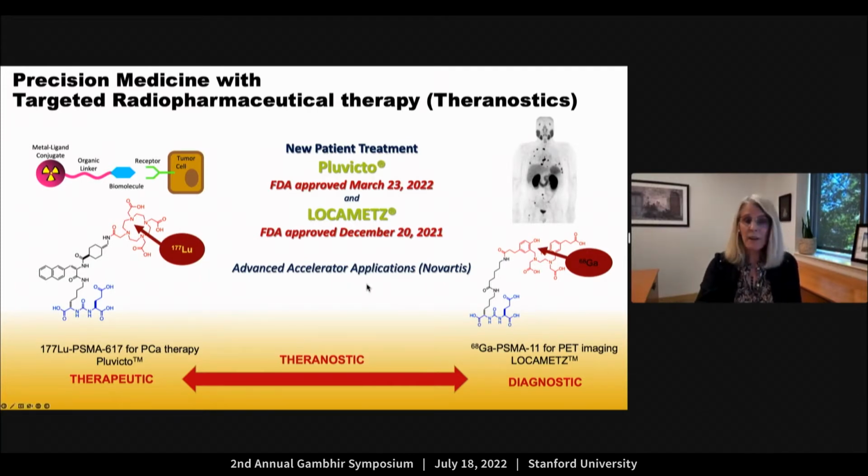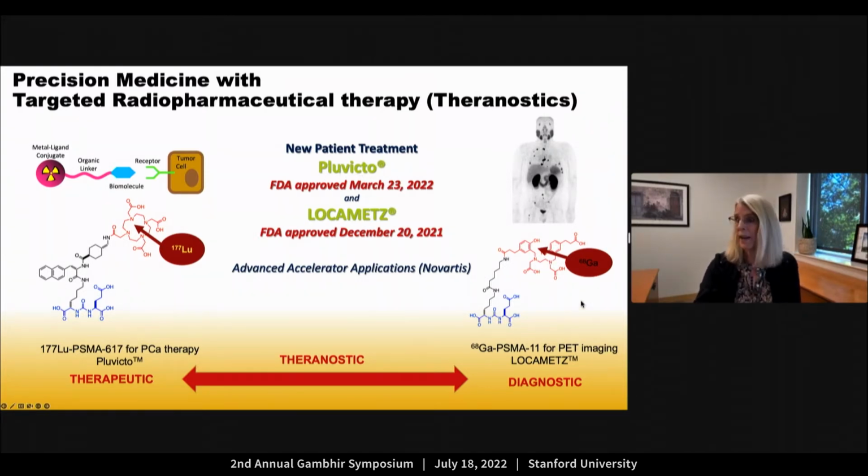But the latest therapeutic radiopharmaceutical to be FDA approved is lutetium-177 PSMA-617 for imaging and therapy of metastatic prostate cancer. This was FDA approved on March 23rd of this year. Its trade name is Pluvicto.